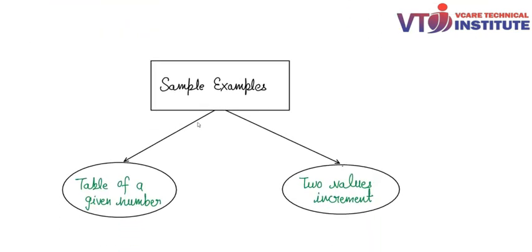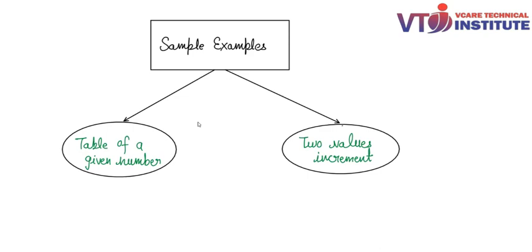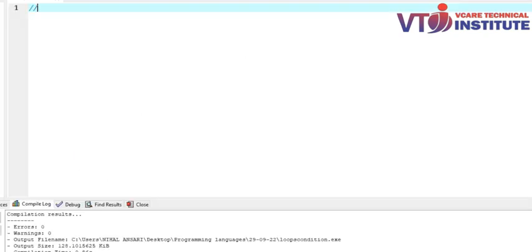So let's move ahead and now move to the practical side. So there are sample examples. We have done in the previous practical, we have printed the table of a given number. So let's do this program again with a while loop. So let's move to our program. So program to print the table of a given number using while loop.